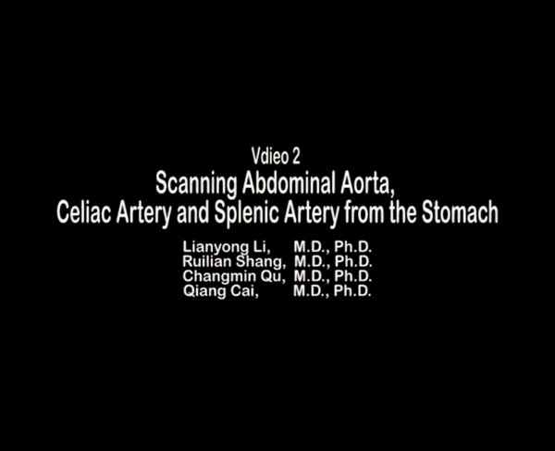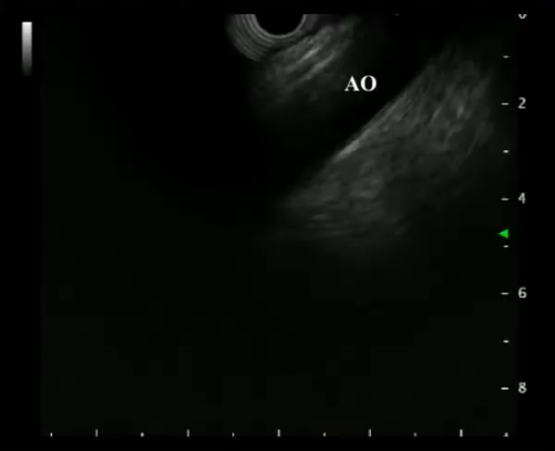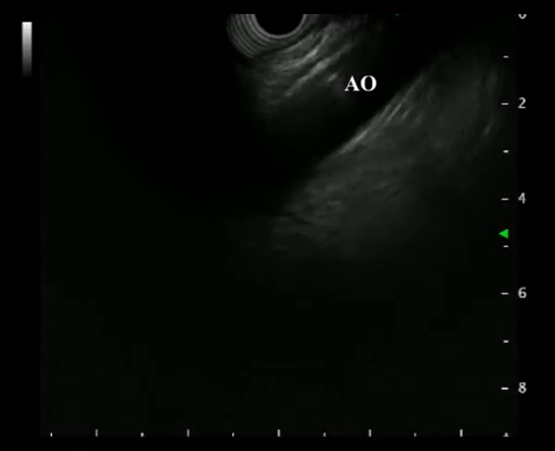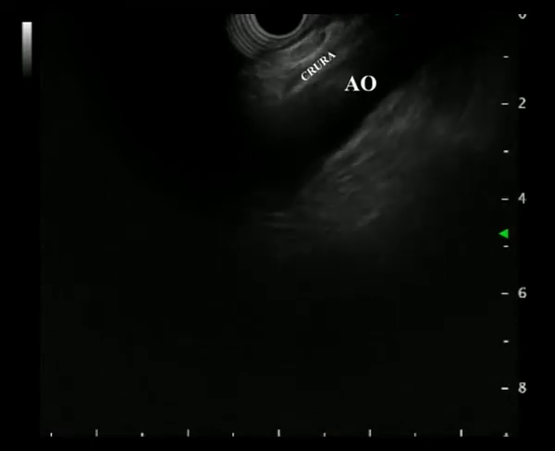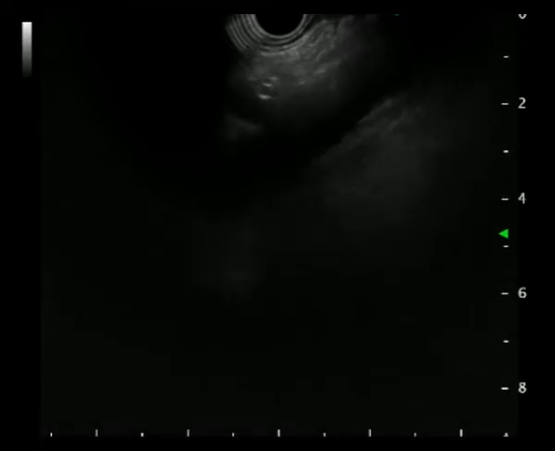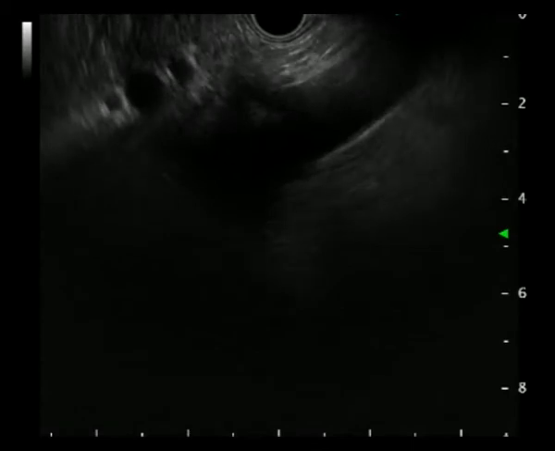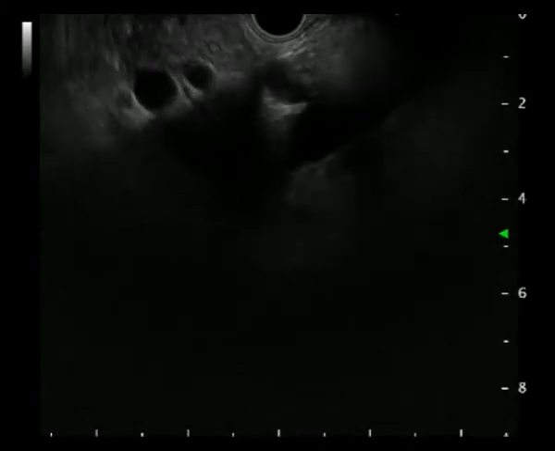The transducer was first placed in the lower esophagus to locate the descending aorta. The scope was then advanced slowly past the gastroesophageal junction while rotated clockwise to trace the abdominal aorta. Note that the crura of the diaphragm, a triangular hypoechoic fibromuscular structure between the aorta and stomach wall, disappeared as the scope left the thoracic cavity and entered into the abdominal cavity.